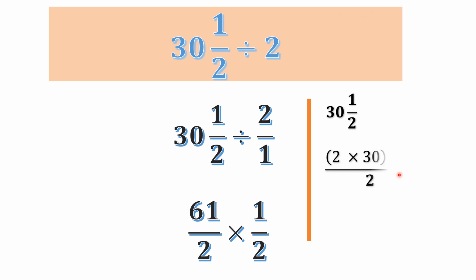So for the conversion, we have kept the denominator as it is, 2. Then we have multiplied 2 with the whole number 30. 2 into 30 gives us 60, plus the numerator is added, that is plus 1, 60 plus 1, 61 by 2. And also we have done the reciprocal. The divide sign has been changed to a multiplication sign and 2 by 1 has been changed to 1 by 2. This is the general rule of division of fractions.